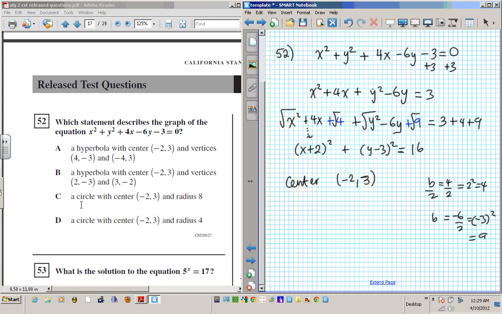The correct conic section, circle. What's the radius? The radius is basically the square root of the number you have on the right side, okay? So square root of 16, which is 4. Alright, so the answer is D. Okay, let's move on to question 53.